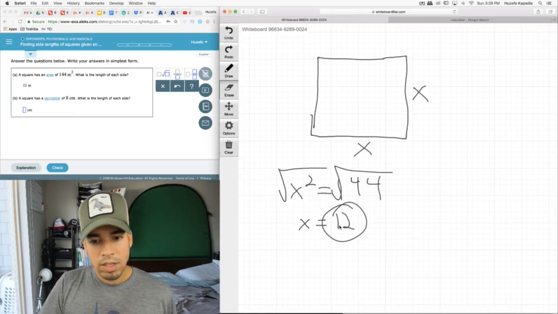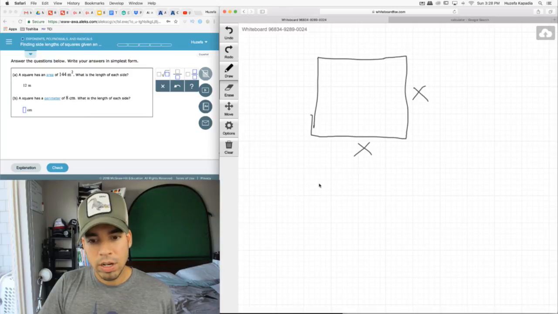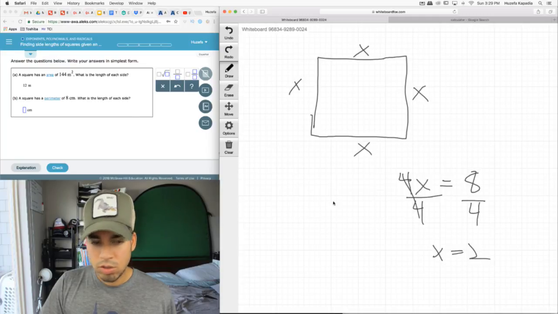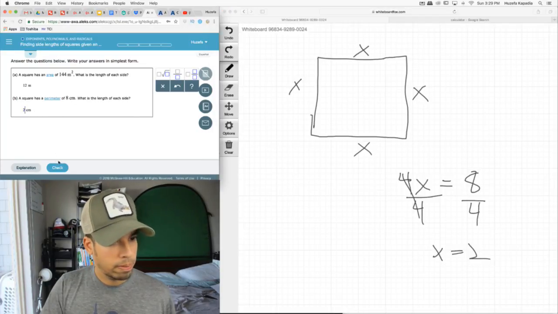Okay. Now we have another question where we have a perimeter of 8. So for this same square, we know the perimeter is x plus x plus x plus x equals 8, meaning 4x equals 8. Divide both sides by 4, and x equals 2. So the side lengths are 2.